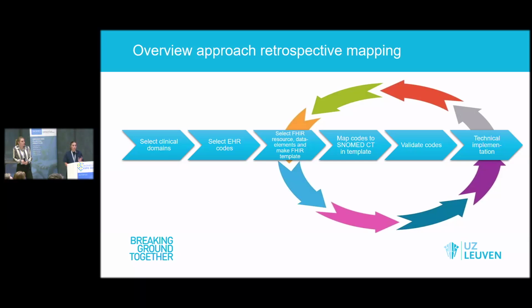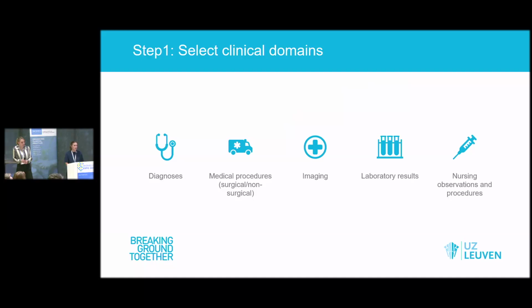The first way was, this is an overview, so we're going to go over the steps in a minute. This is an overview of what we did for the retrospective mapping, with the arrows pointing out that a lot of those things don't go linear. You have something that happens, you have to go back, and then you go forward, and you have to go back again, until you reach the end point. The beginning is select the clinical domains.